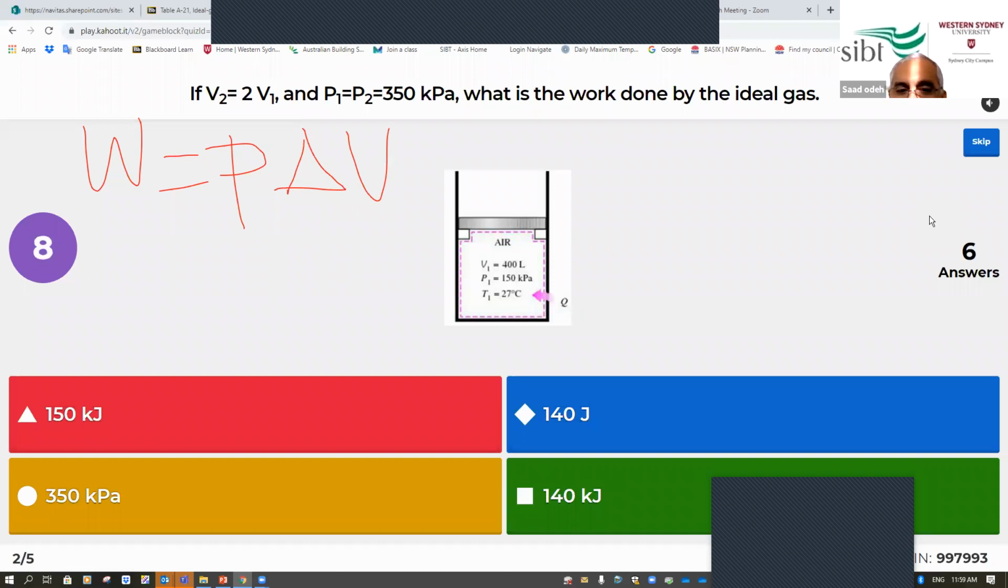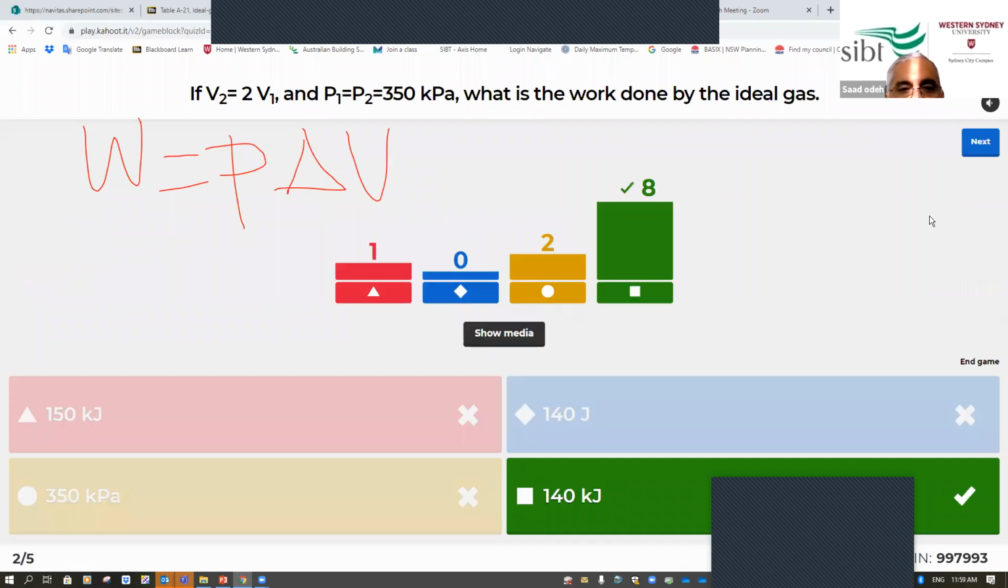Why only 6 answers? Okay, good. We have 8 correct answers. It's just direct substitution. Just substitute the values in this equation, work equals P delta V, and you'll get the answer.